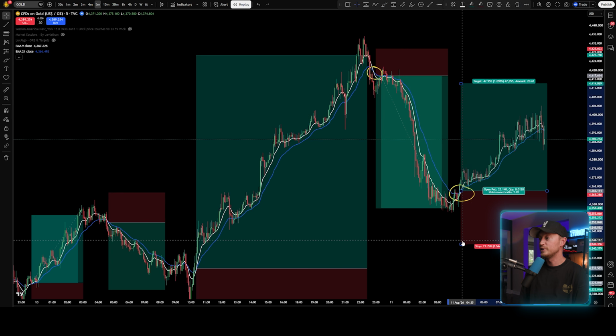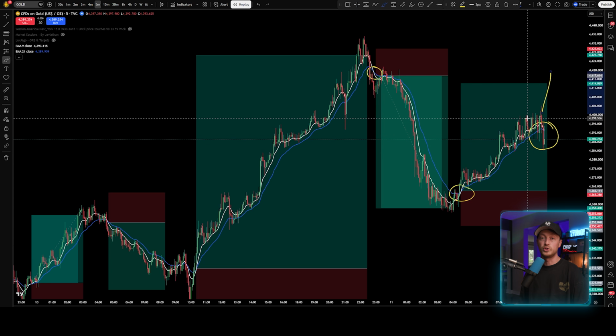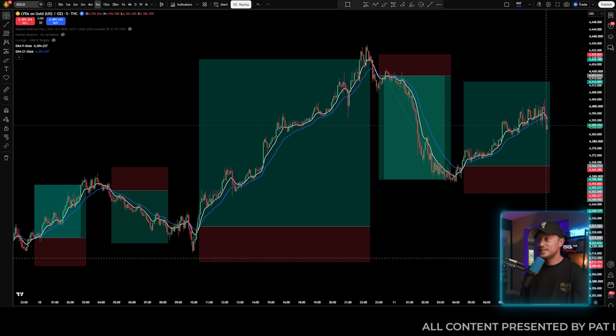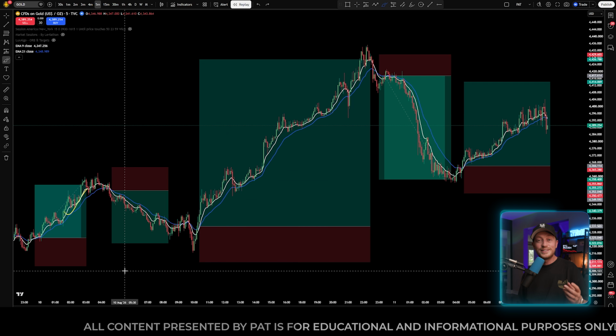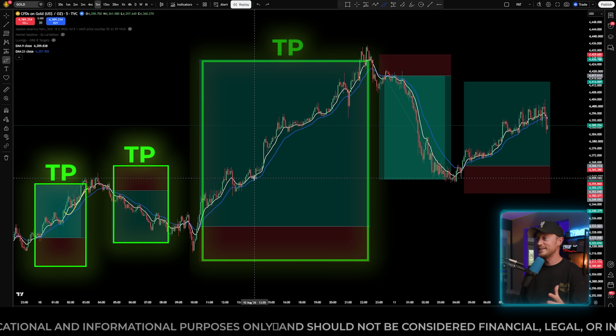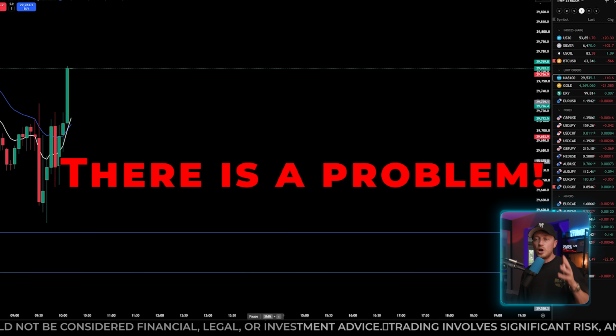And maybe we're still in this trade right here, hoping that this price continues to push up to our take profit. Now, this is not even cherry picking. This is the live gold market over the last few days. So using just step 1 of the strategy would have won you this trade, this trade, this trade, this trade, and potentially this trade too. But there is a problem.